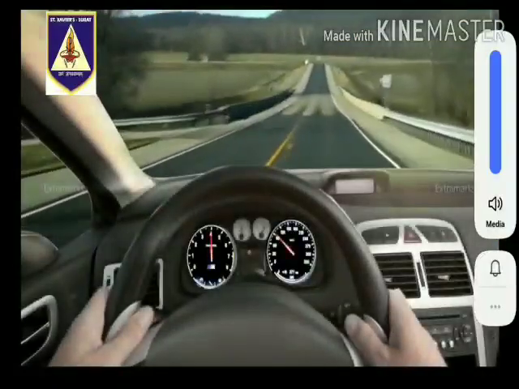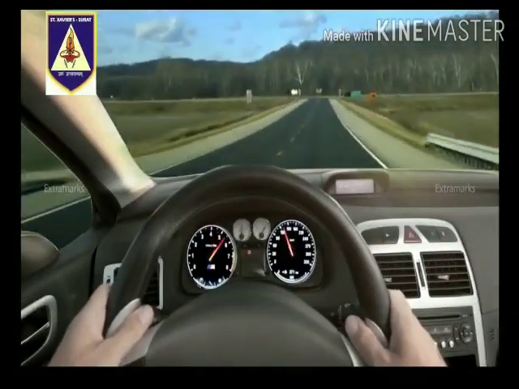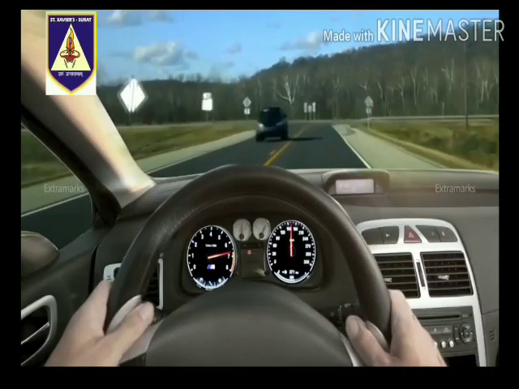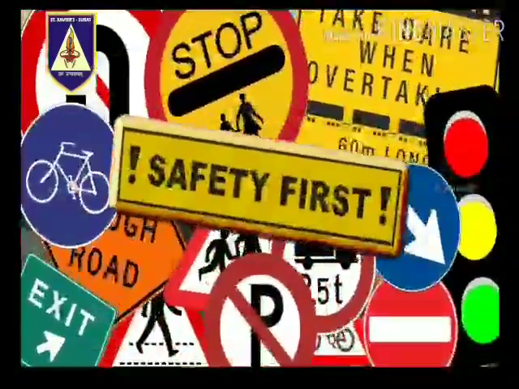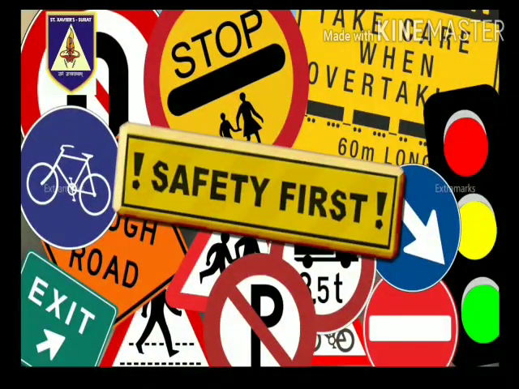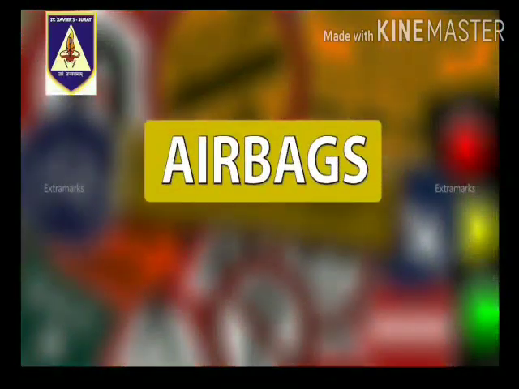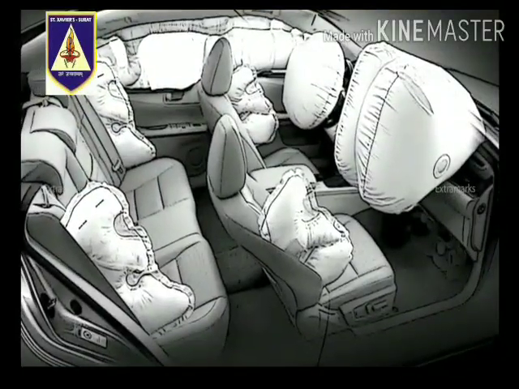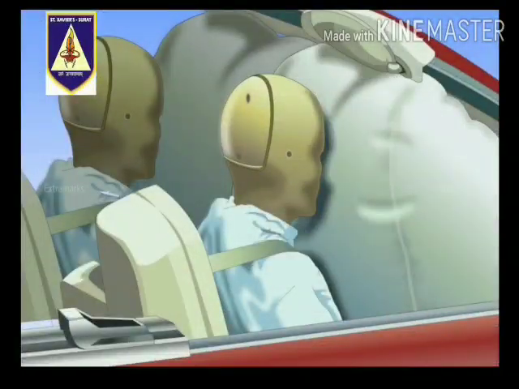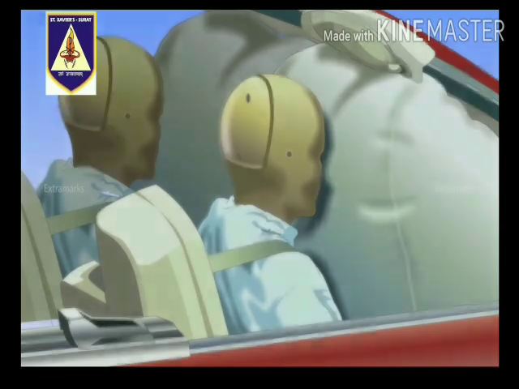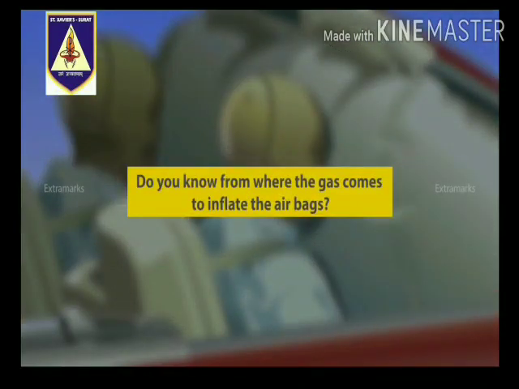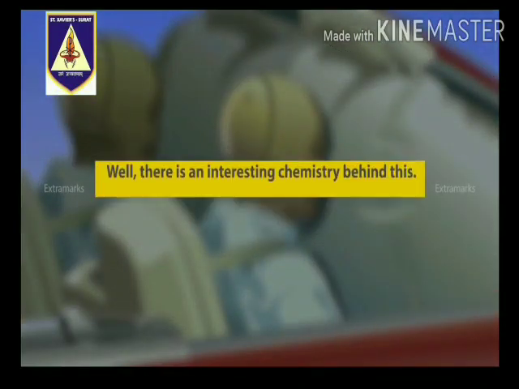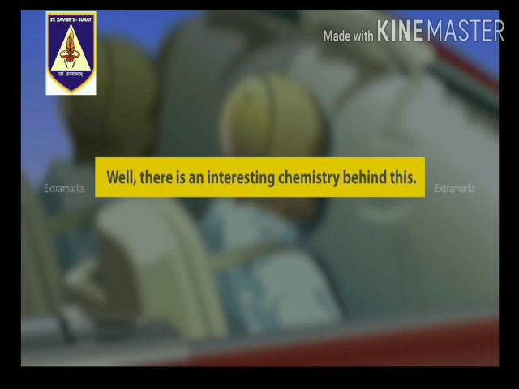Safety is a primary concern whether it is at school, at workplace or at roads. So, keeping road safety in mind, government is all set to make airbags a compulsory fitment in all cars in coming years. Airbags are very important equipments as they inflate immediately when hit by a hard surface. Do you know from where the gas comes to inflate the airbags? Well, there is an interesting chemistry behind this.